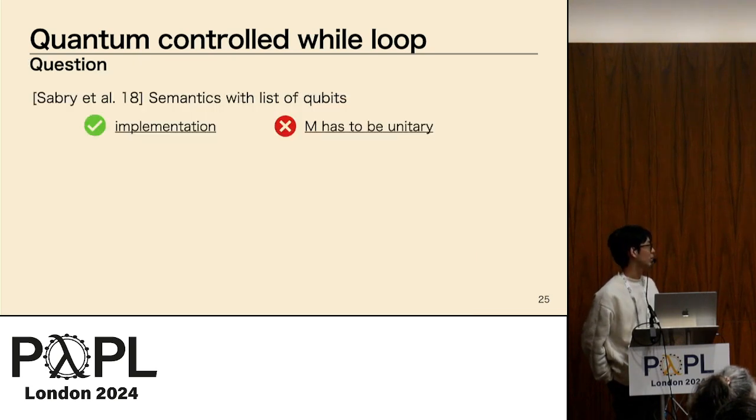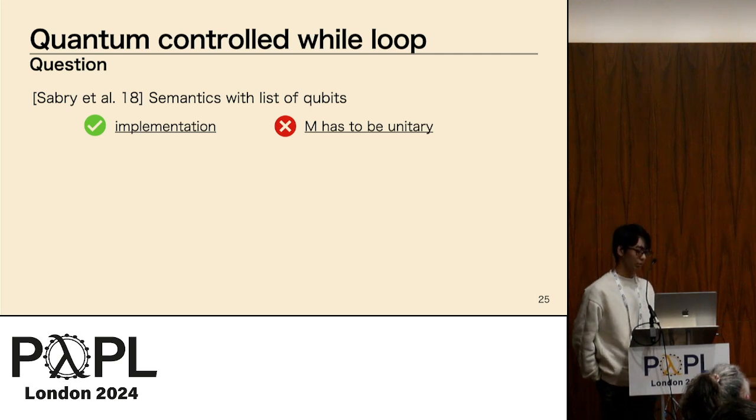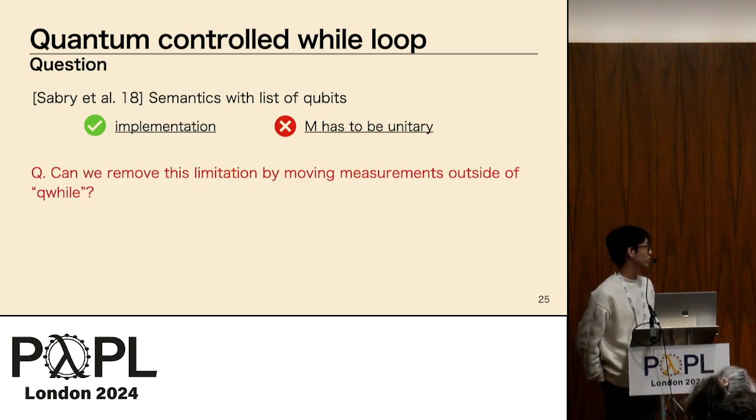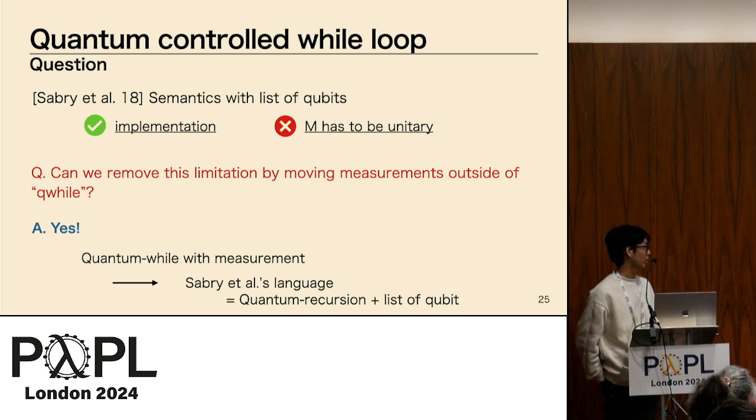So we want to focus on the work done by Sabre et al., which has an implementation, but they had a limitation that the program M, which updates inside the quantum while, has to be unitary. And the question we want to address is this: can we remove this limitation of M to be unitary by applying our technique and moving the measurement to the outside? Yes, why not? So what we're going to do now is transform a program which has a quantum while with measurement into a language defined by Sabre et al. Sabre et al. use a language which has quantum control recursion and lists of qubits.